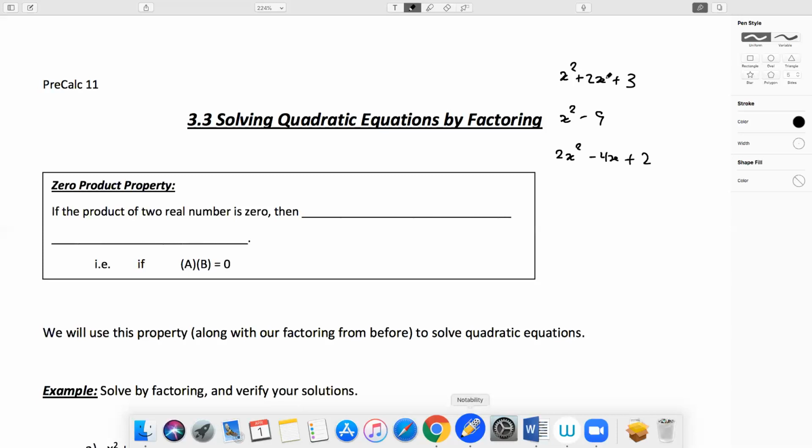Before we can do anything else, we'll talk about what's called the zero product property. It's the idea that if the product of two real numbers is 0, then one of them must be 0. And that's something that I think most people wouldn't argue with. If two things are multiplied together, call them A and B, one of those things has to equal 0, or both of those things have to equal 0, in order for the product to be 0.